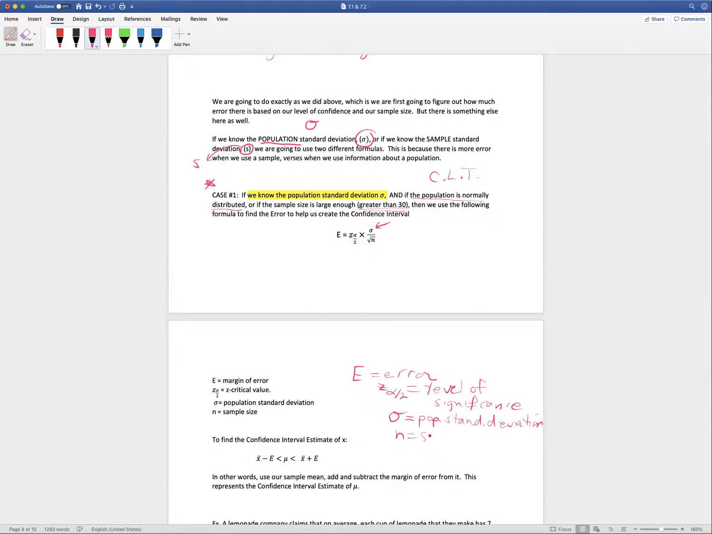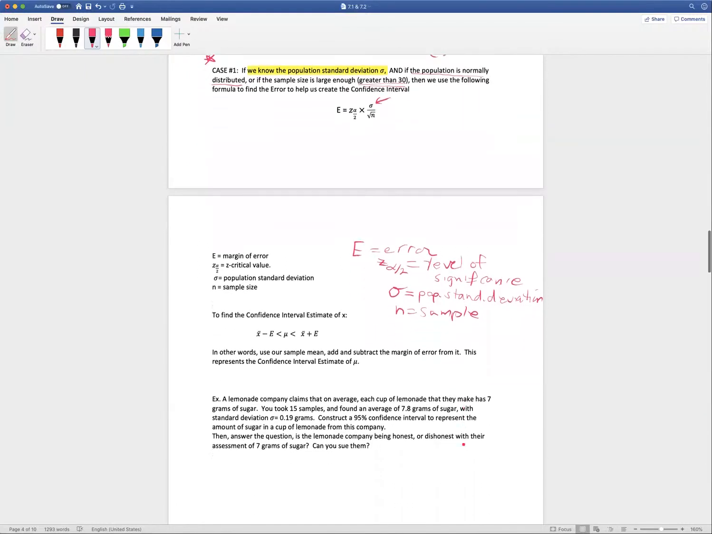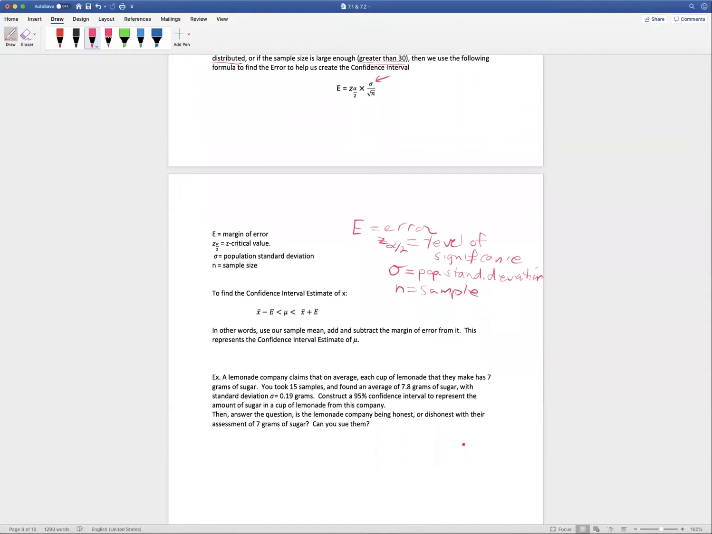So this is the formula that we're going to use to help us figure out how much error we have, again assuming that we know the population standard deviation. And in order for us to construct the confidence interval, remember what we're going to do is take our sample mean, subtract the error from it, and that's less than the true population mean, and then take our sample mean and add the error to it, and that's going to be the upper bound for the confidence interval for our true population mean.